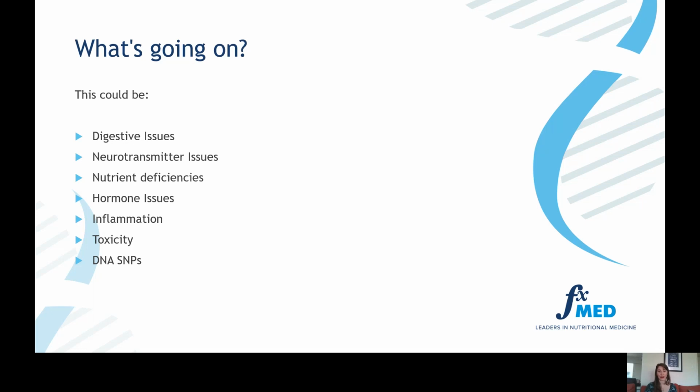Sometimes when our inflammatory cytokines hang out, they really affect a lot of bodily processes. Could be toxicity, anything from heavy metals to chemicals in the environment. Could even be endotoxins, toxins made by the body. Or we could have some DNA SNPs in play. So SNPs are just mutations that can take place in the DNA that can significantly affect the way that our body does things.